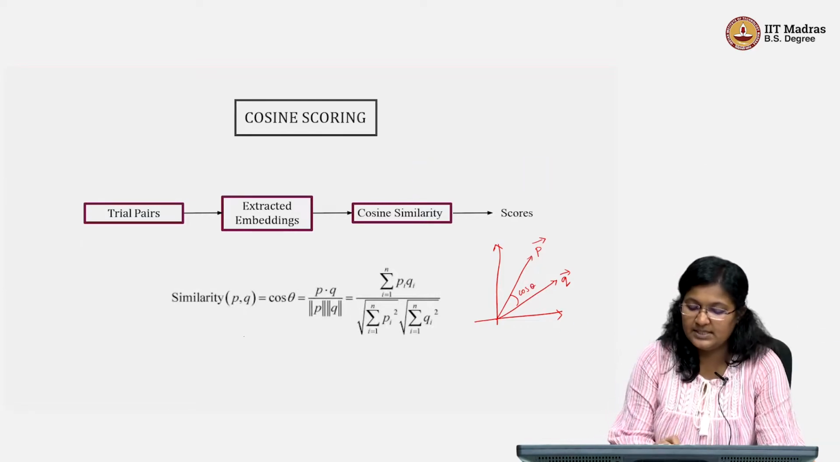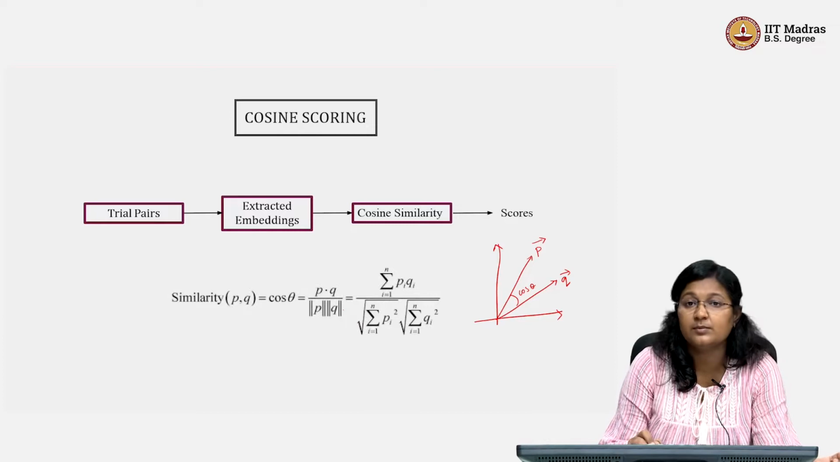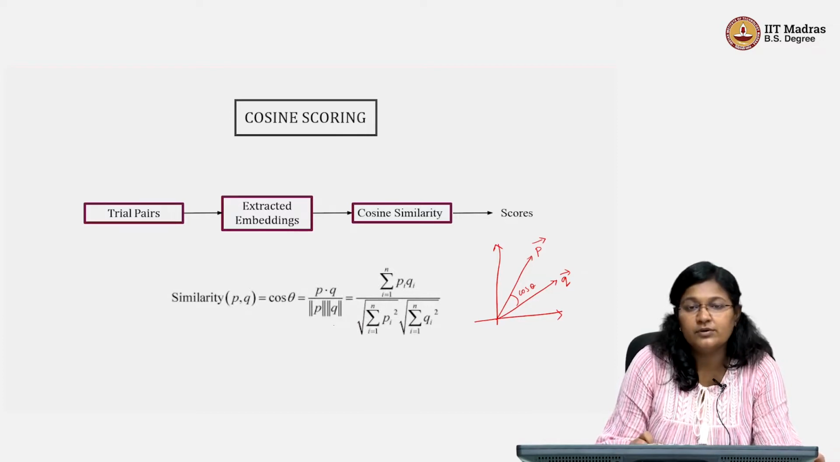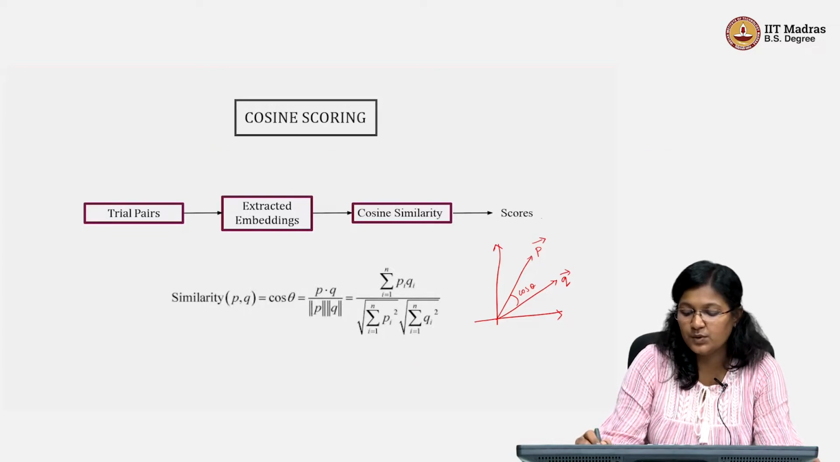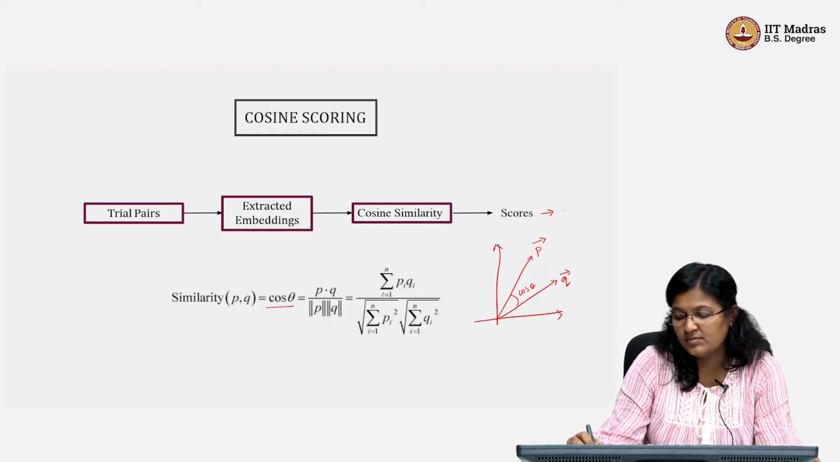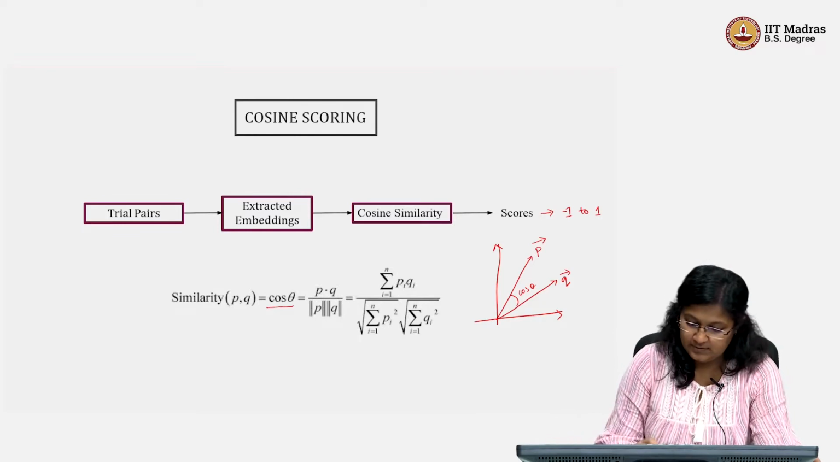So that's what your cosine similarity does, and it's given by P dot Q, the dot product between the two vectors P and Q, which is nothing but your embedding vectors, divided by the magnitudes of both the vectors, which is given in detail on the right side of this formula. So this is the simple cosine scoring technique, and then you will get your scores because it is cos theta. The values possible for the scores are -1 to 1. Okay, the scores cannot go beyond this range.